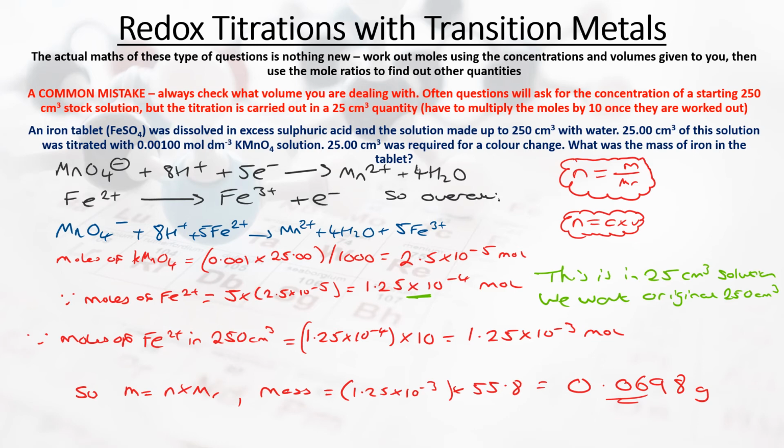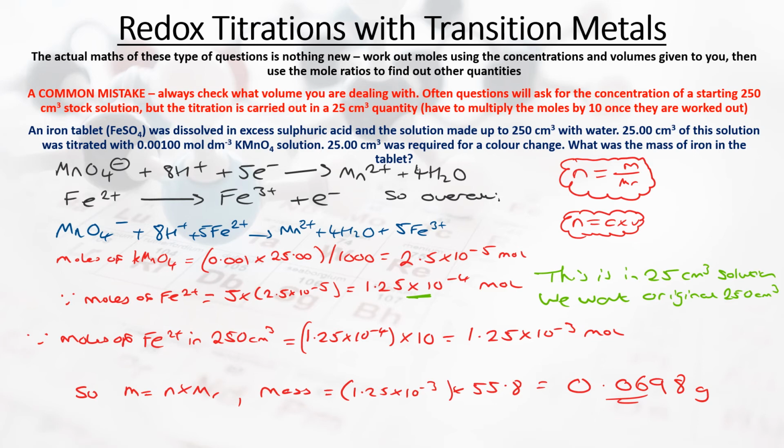We've made our 250 cm³ stock solution from our iron tablet, and then we've taken a small portion of that, 25 cm³, a tenth of it, out to do the titration with. So this moles of Fe2+ that we've worked out is actually for the 25 cm³ solution, because that's what our moles have been worked out from in the titration data.